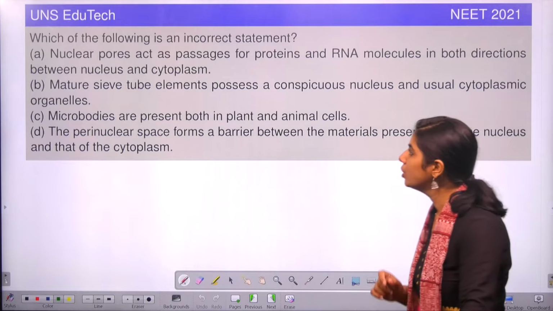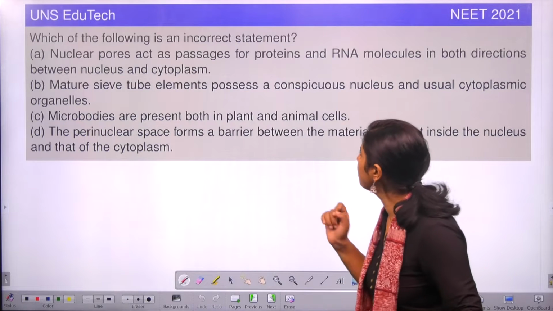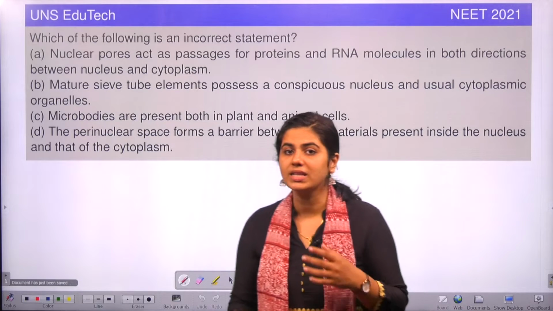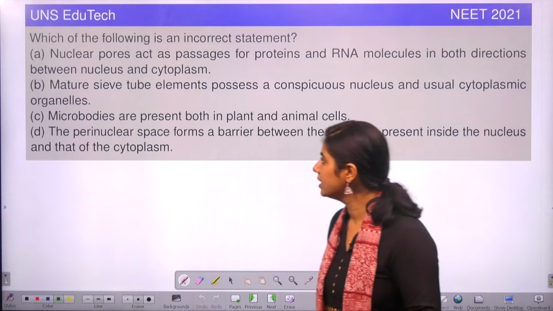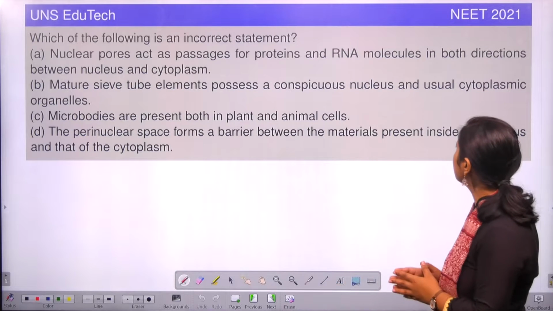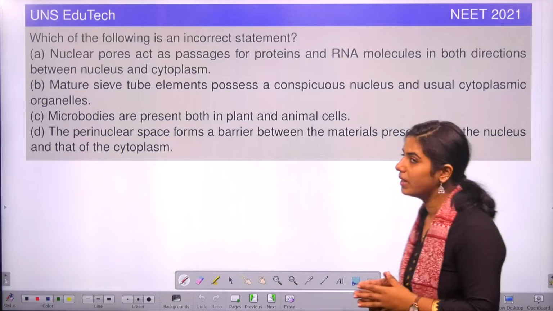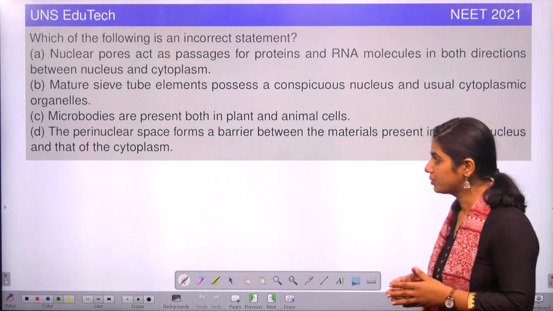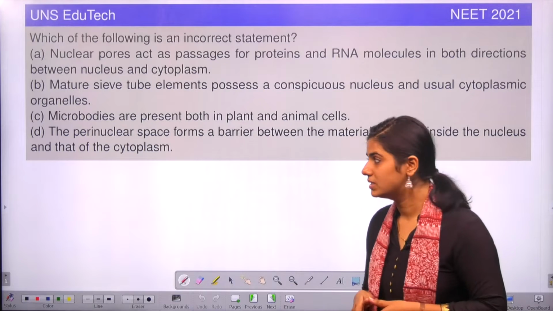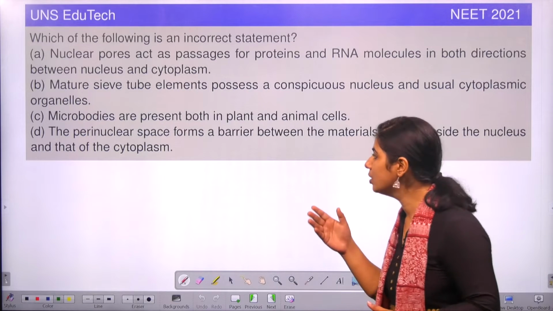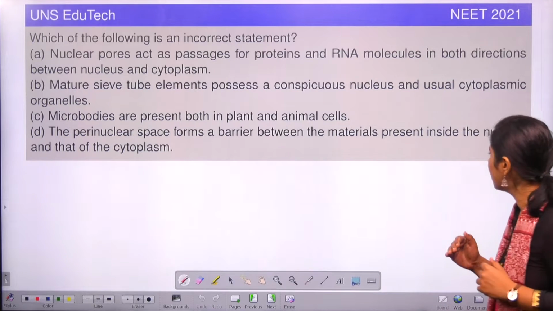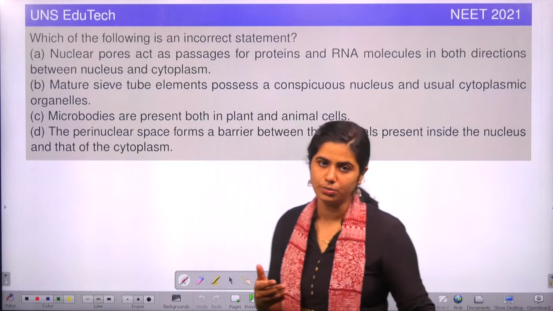Option A is nuclear pore act as passage for proteins and RNA molecules in both directions between nucleus and cytoplasm. The second option is mature sieve tube elements possess a conspicuous nucleus and usual cytoplasmic organelles. Third option is microbodies are present in both plants and animal cells, and the final option is the perinuclear space forms a barrier between the materials present inside the nucleus and that of the cytoplasm.